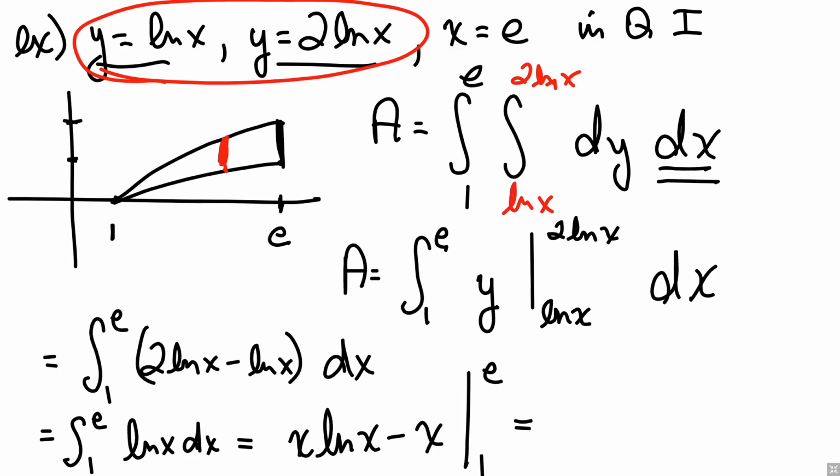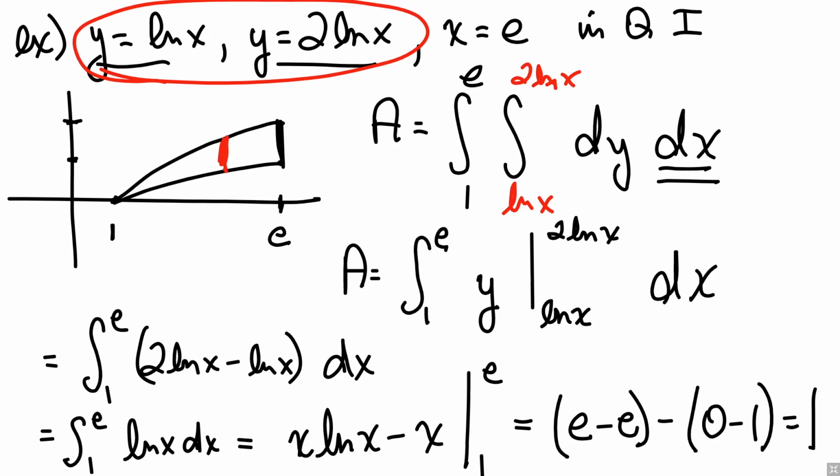All right. So if we evaluate at e, we're going to end up with e minus, if we evaluate at 1, we're going to end up with 0 minus 1. Our answer is 1. All right. Any questions?